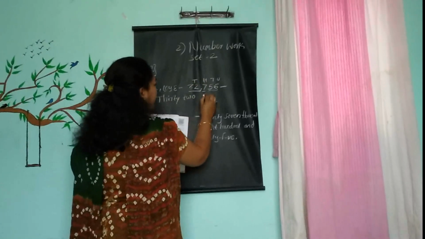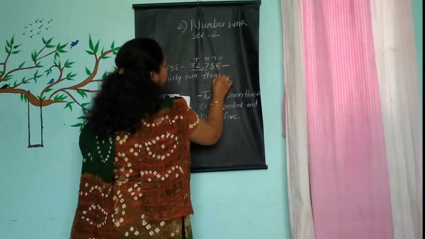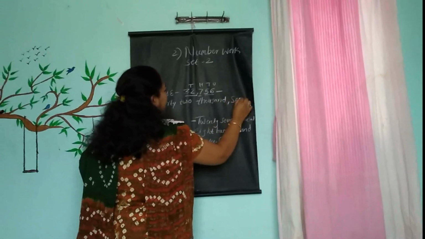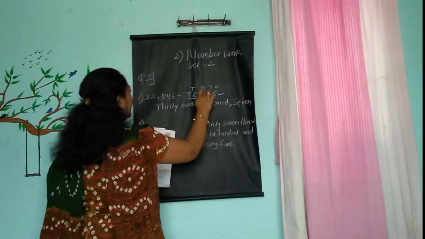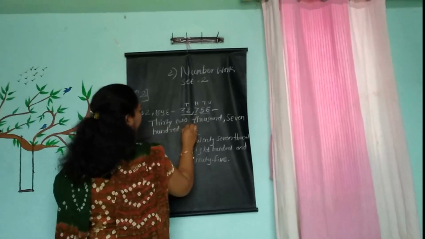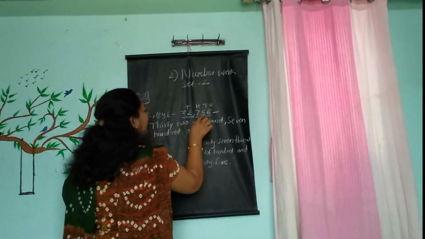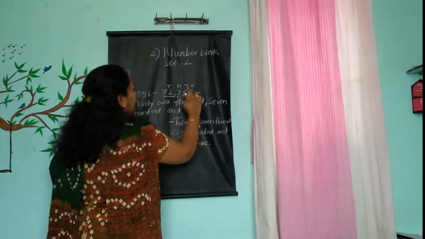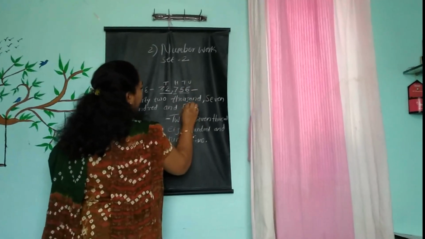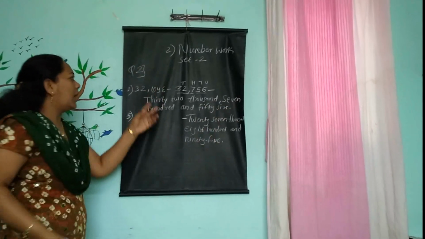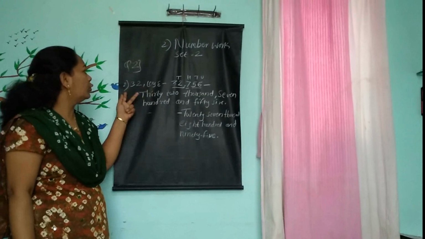So write the spelling of thousand here. 32,000, 700, and we have to use the word and after the 100 digit, and 56. So 56. This is the answer of question number 2.